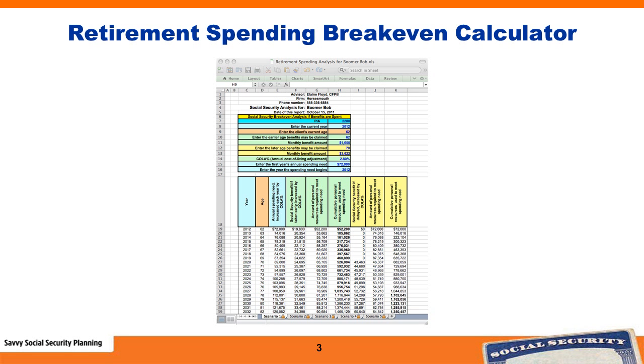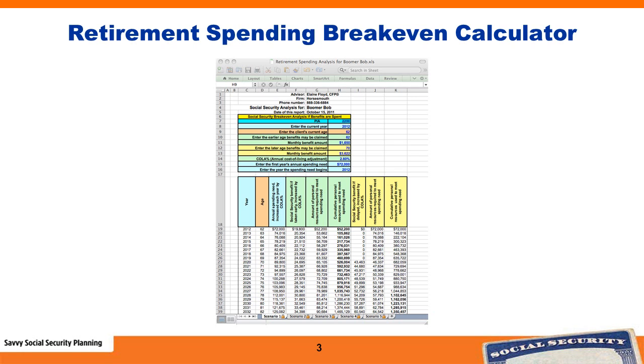To start, we open the calculator in the usual way. Before entering any information, we do a Save As and give it a unique file name in order to preserve the original calculator. Enter your name, the client's name, and date as usual.